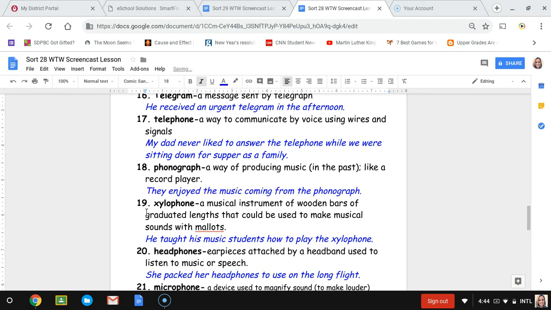Okay, number 19, xylophone. A xylophone is a musical instrument of wooden bars of graduated lengths, meaning they go from smaller to larger, and that they can be used to make musical sounds with mallets. So the sentence that I have for xylophone is, he taught his music students how to play the xylophone. Number 20.